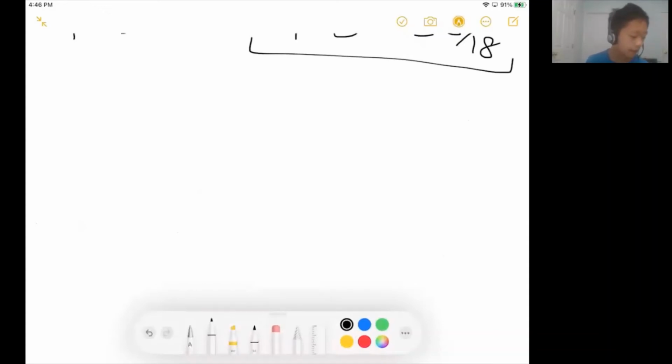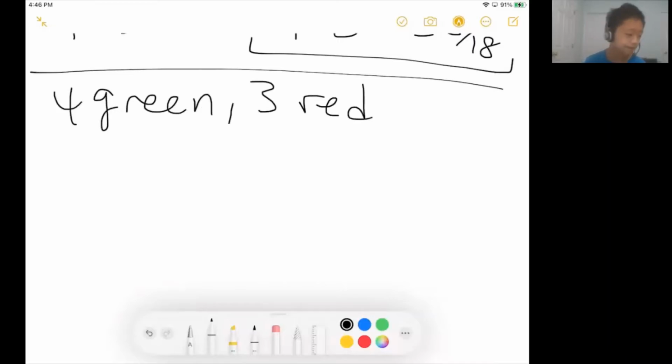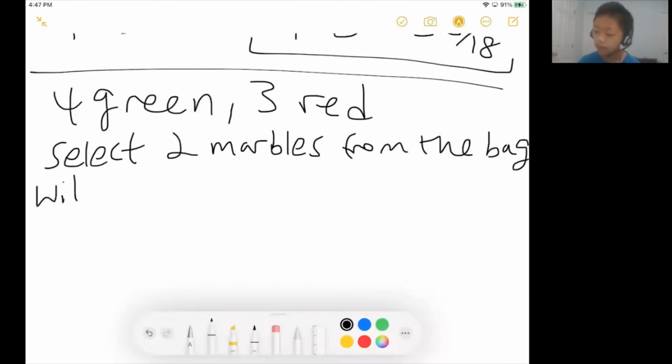Basically says we have 4 green marbles and 3 red marbles in a bag. And we are going to select 2 marbles from this bag without replacement. So select 2 marbles from the bag without replacement.